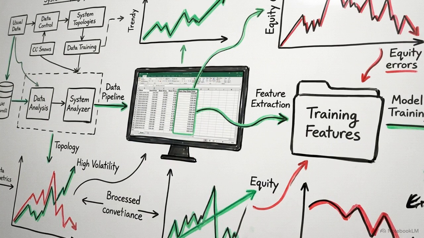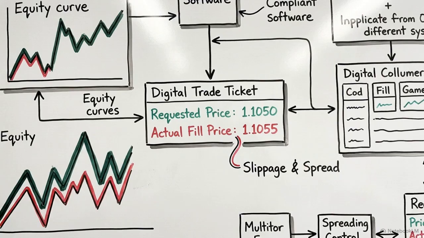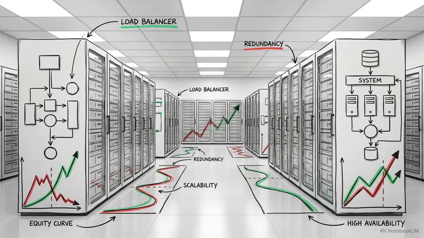The first critical flaw that destroys models is data leakage, allowing the algorithm to memorize future events during the training phase. The second is the execution gap, where theoretical signal prices ignore the physical reality of broker spreads and slippage. Solving these errors requires building a robust platform architecture.